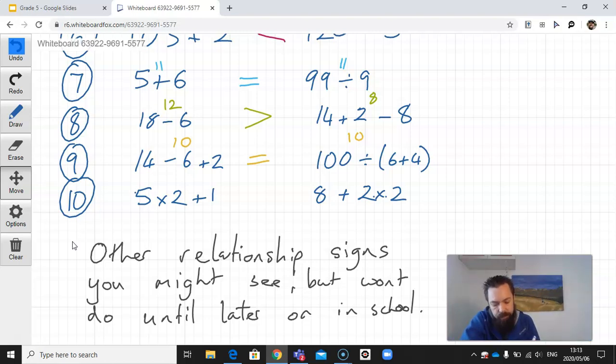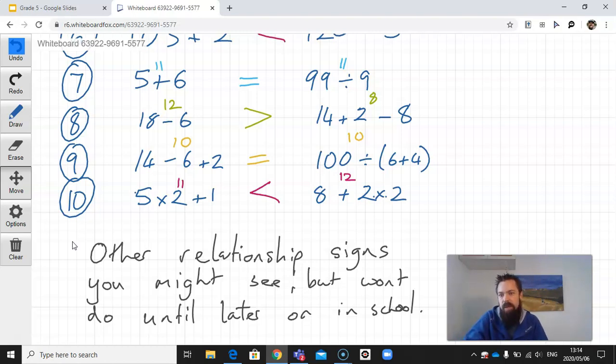And finally, checking to see how well you remember your BODMAS. So we do times first. So 5 times 2 is 10. 10 plus 1 is 11. On the other side, we do our times first. 2 times 2 is 4. 4 plus 8, or 8 plus 4, is 12. So we can see that the answer on the right is the bigger one. So we say 5 times 2 plus 1 is less than 8 plus 2 times 2.